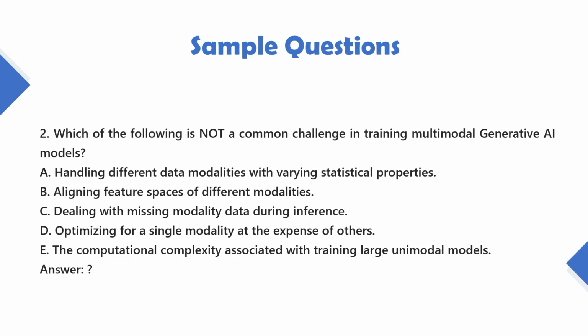2. Which of the following is not a common challenge in training multimodal generative AI models? A. Handling different data modalities with varying statistical properties. B. Aligning feature spaces of different modalities. C. Dealing with missing modality data during inference. D. Optimizing for a single modality at the expense of others. E. The computational complexity associated with training large unimodal models.